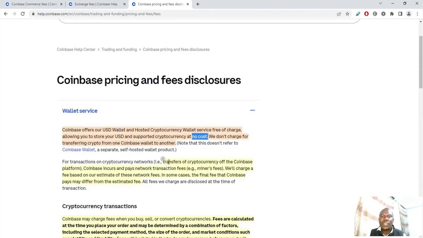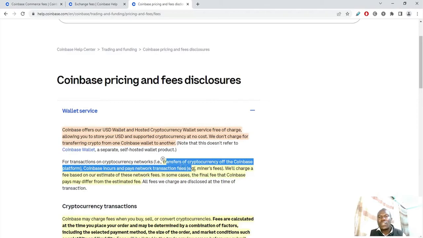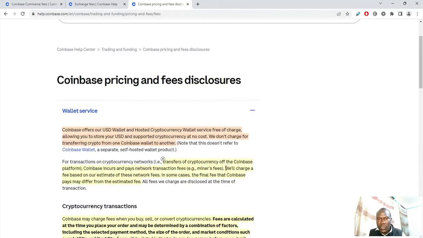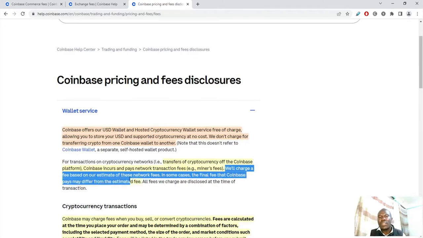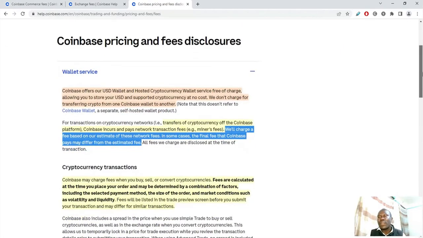For the transfer of cryptocurrency off the Coinbase platform, Coinbase pays the network transaction fee. If the transaction is off Coinbase, meaning that it happens away from the Coinbase platform, Coinbase then incurs and pays a network transaction fee, because when you send crypto from one point to the other, the transaction is being done from one network to the other. So Coinbase incurs and pays the network transaction fee, e.g. the miner fee, as we have seen earlier. Coinbase will charge a fee based on the estimate of the network fees. In some cases, the final fee that Coinbase pays may differ from the estimated fee. So you just bear that in mind.